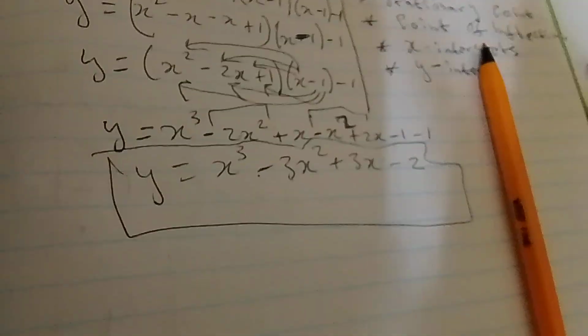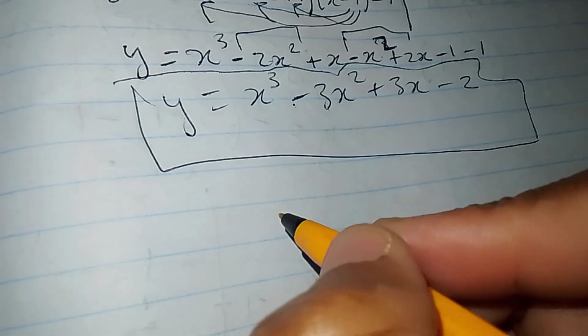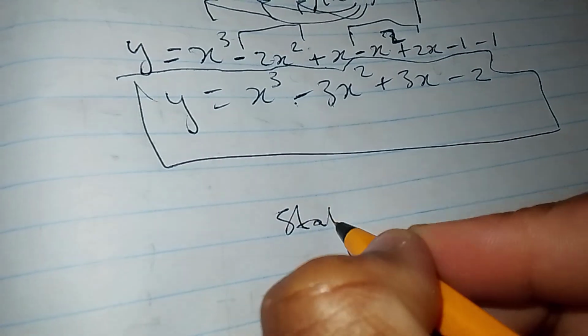So from that equation, now you have this. The reason I'm changing it to that is because you guys are used to this one. And now I want to find the stationary points.